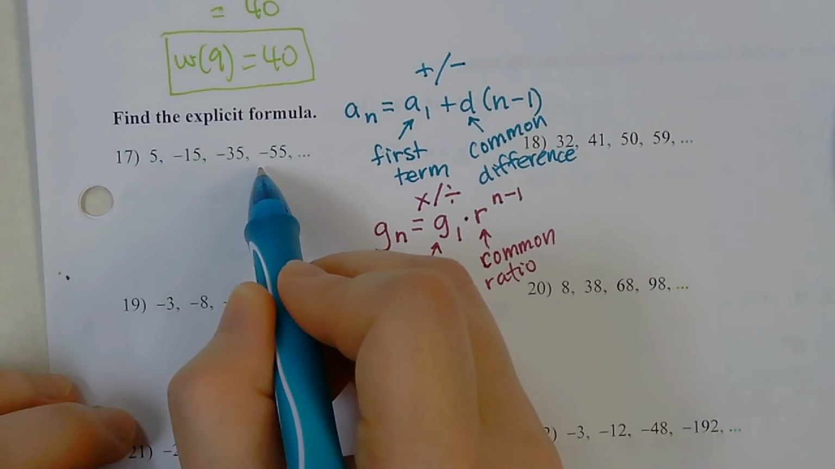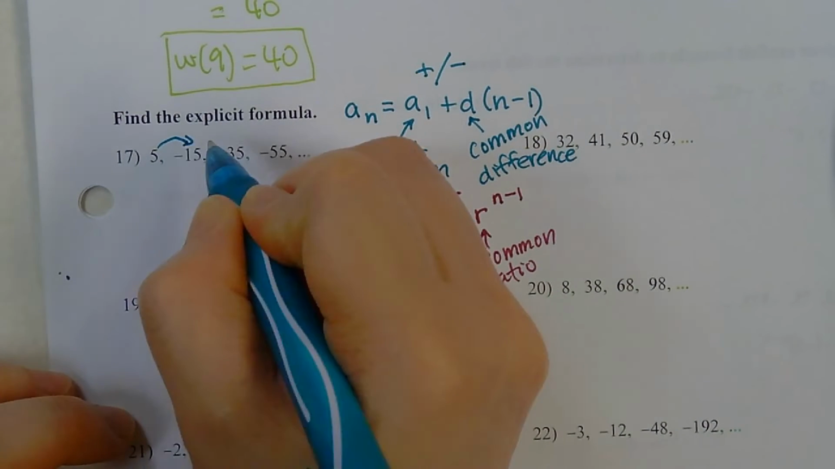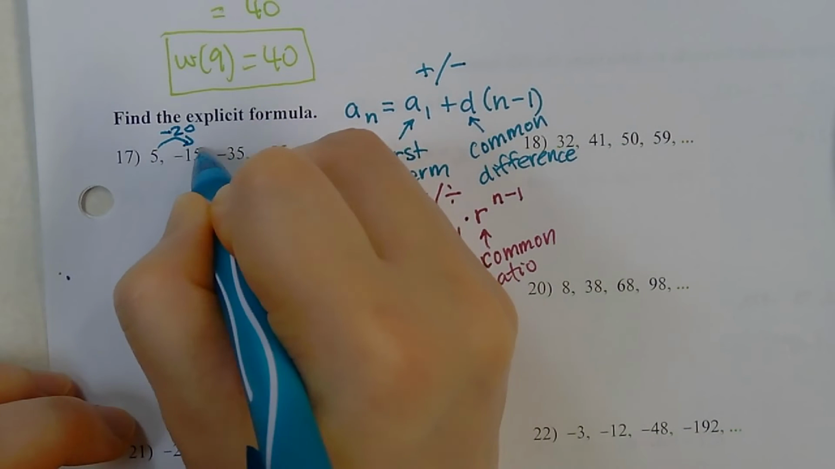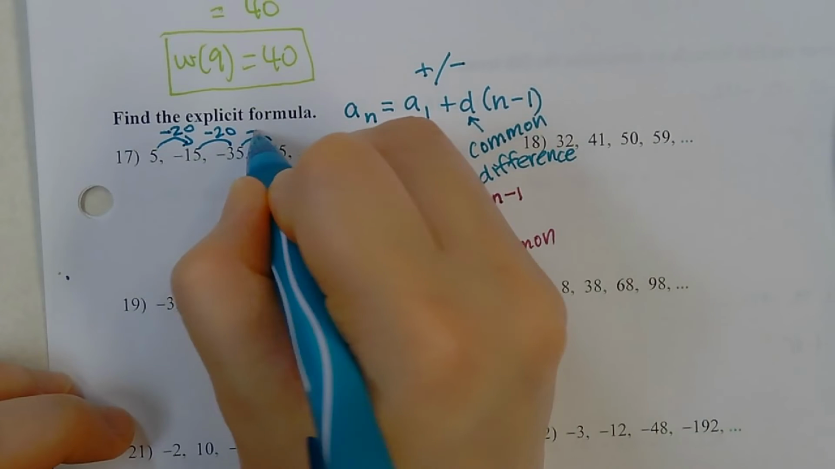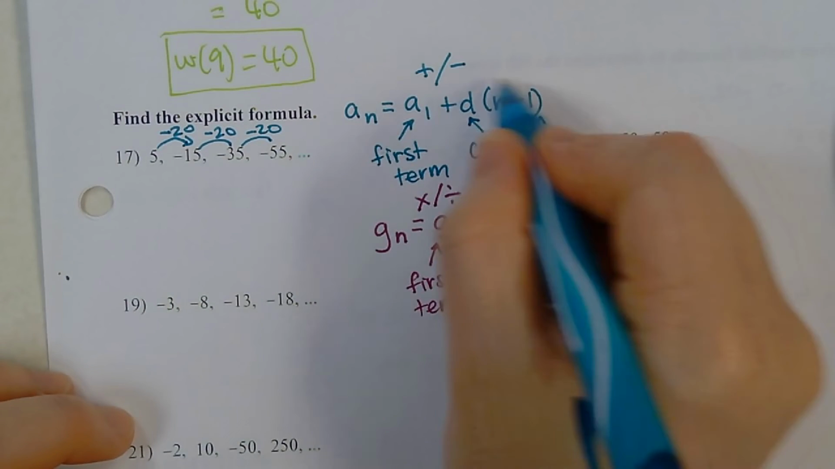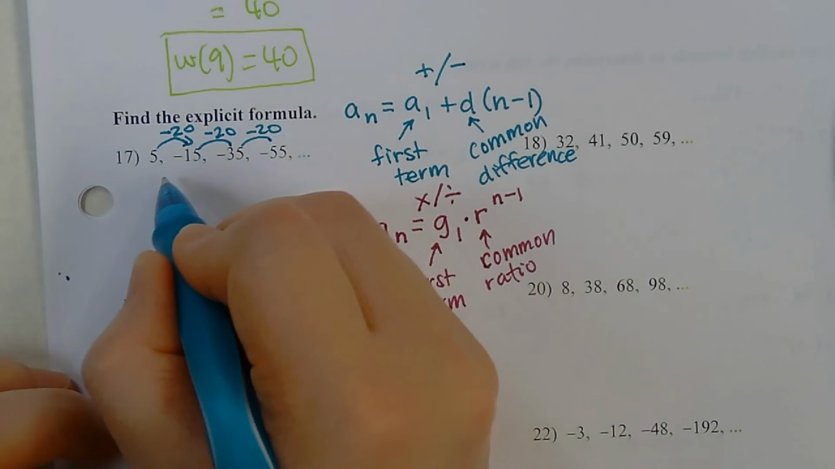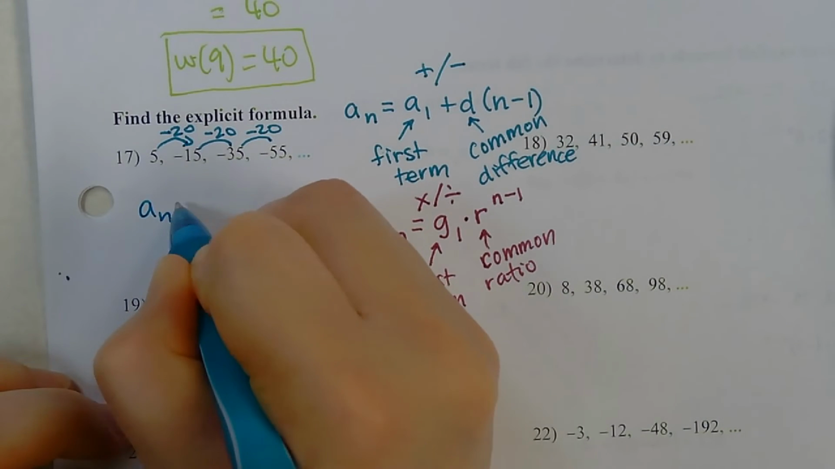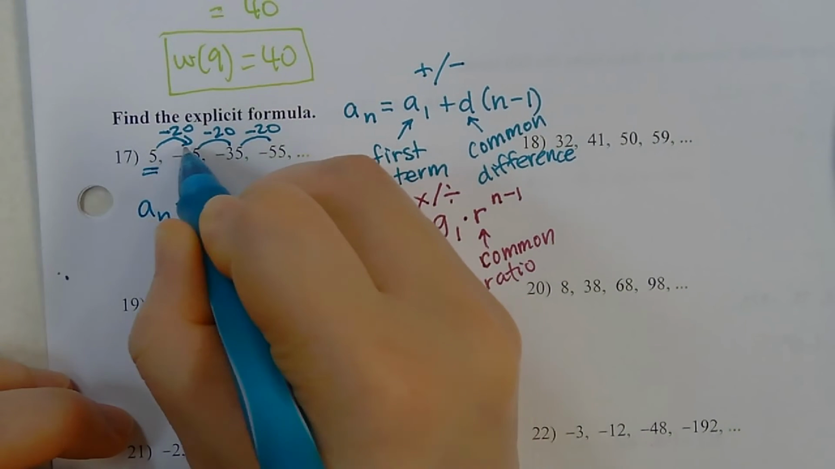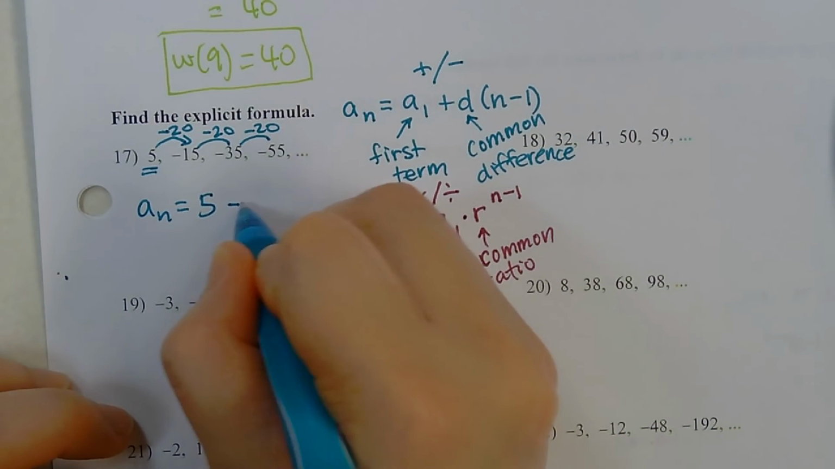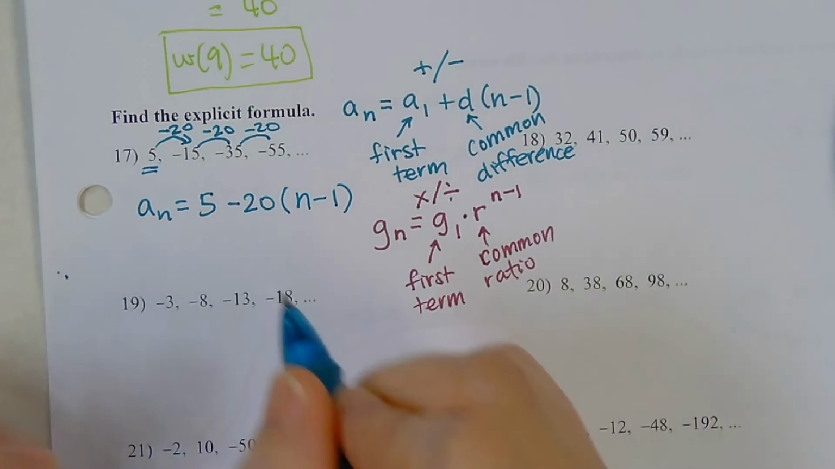So you notice that these numbers are decreasing by subtracting 20 every time, or we can say adding negative 20 every time, right? So I know I'm going to be in the world of arithmetic sequences. Okay, and so again, we got our first term, so it's going to be a sub n is equal to 5. That's our first term. And we're going down by 20 every time, so we're going to go minus 20 times n minus 1. This is how we can get any term we want.